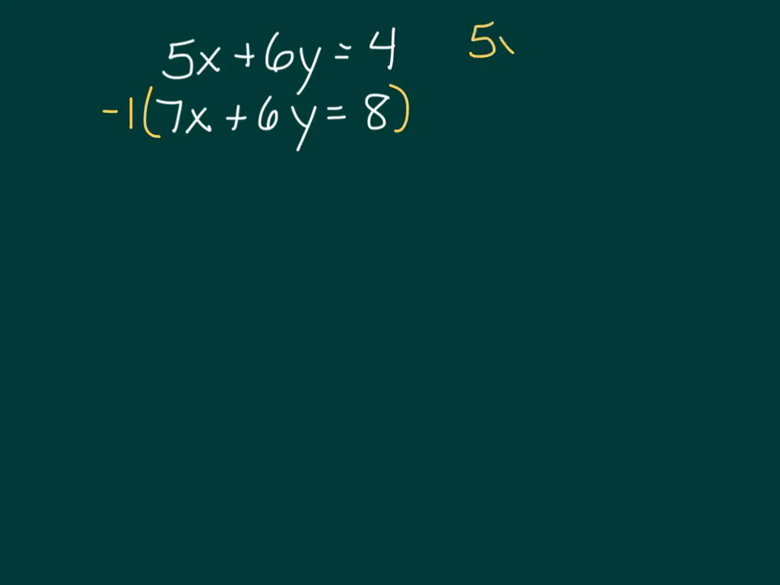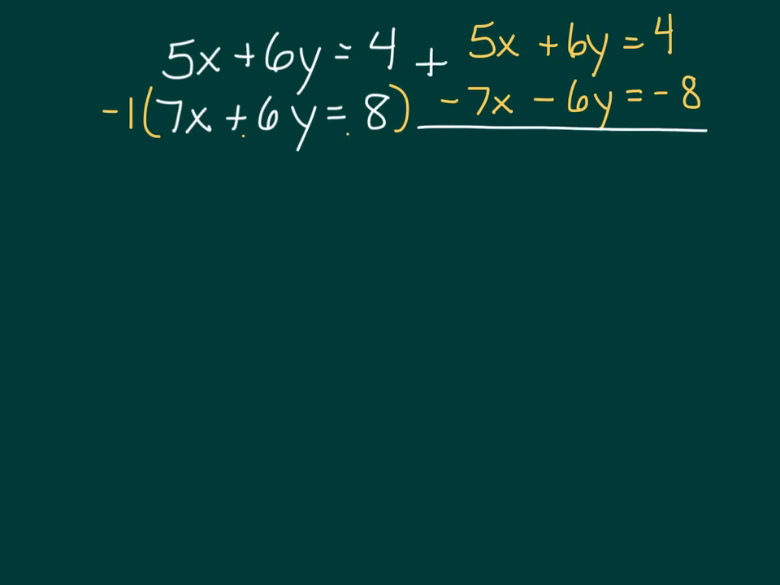So I've got 5x plus 6y. The top one is not changing, but the bottom one is. Everything is getting multiplied by -1. So I've got negative 7x minus 6y equals negative 8. Everything changed signs. Now I can add the two equations.